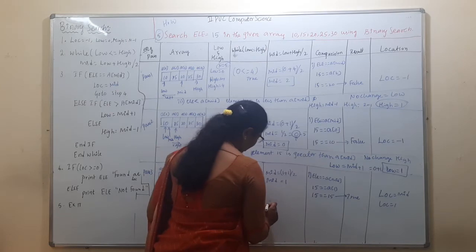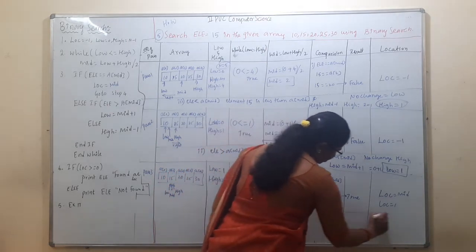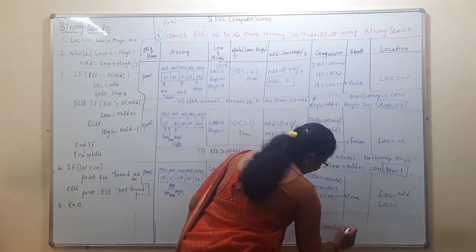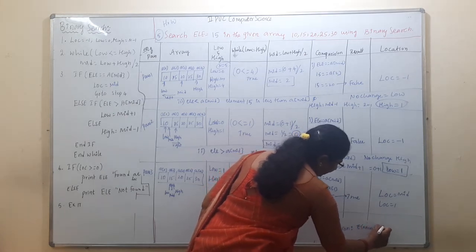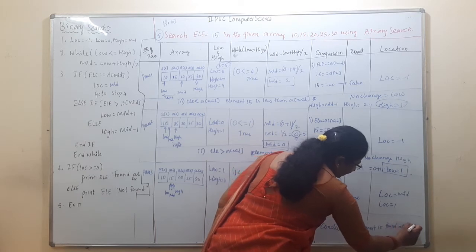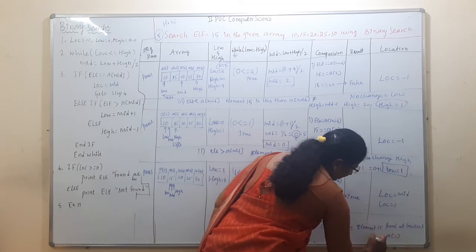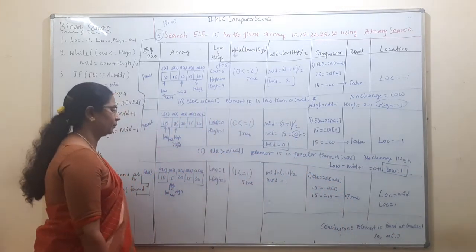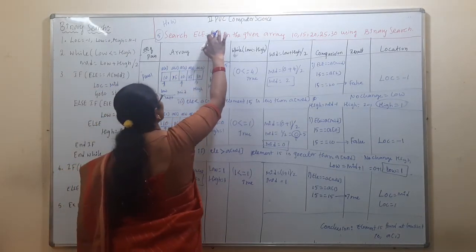So finally, give the conclusion. What is the conclusion? Element 15 found at location 1. Location 1, that is A of 1. Understood?